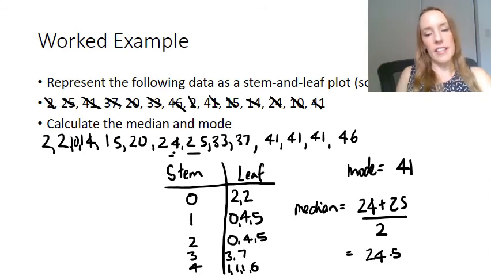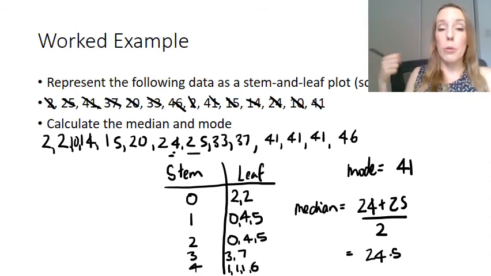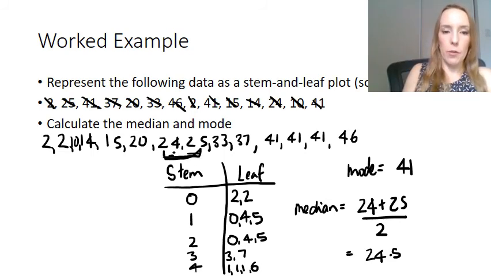There we go. So that's our stem and leaf plot. We've calculated our mode, which is our most frequent, and our median. We had 2 in the middle, so we had to do our mean of our 2 values. Finally, I thought of the word mean.